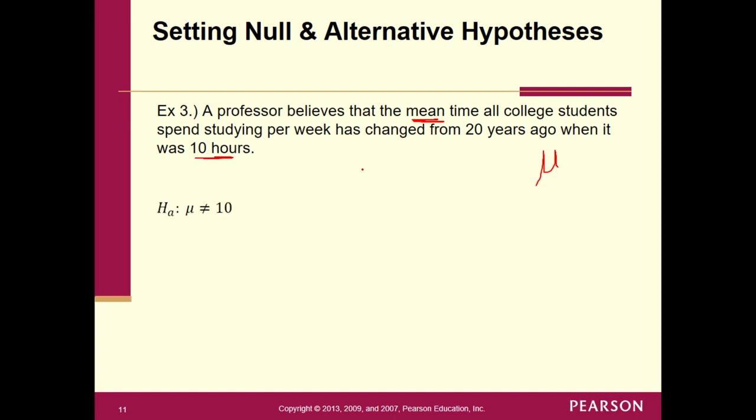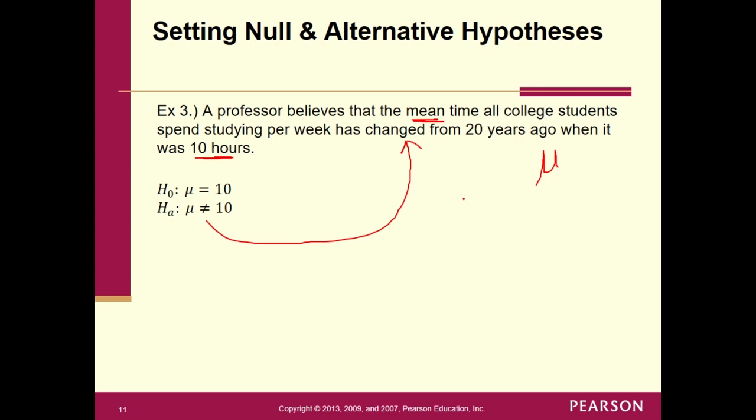And so now notice here I put mu is not equal to 10. Now why did I put not equal to? The reason why is because I used the word changed. Does changed mean less than? Does it mean greater than? What does it mean? It actually means either one. And so we're going to get back to that idea here in a little bit. I put here what the null should be. It should be mu is equal to 10.